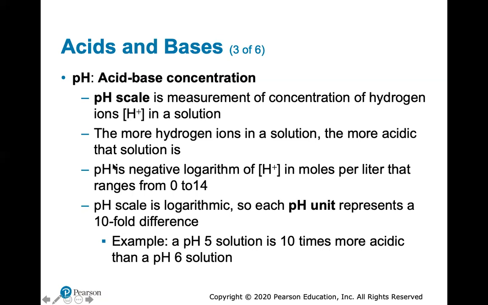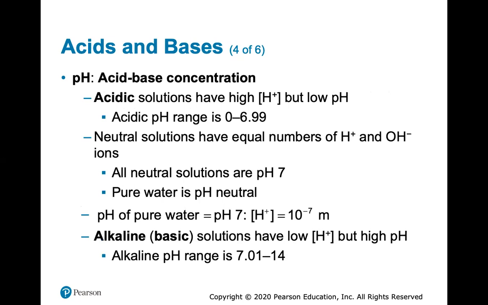pH is what we call a negative logarithm of hydrogen ion concentration in moles per liter. That ranges from 0 to 14. It's a logarithmic scale, so each pH unit represents a 10-fold difference. What that means is that, for example, a pH 5 solution is 10 times more acidic than a pH 6 solution. So everything has a 10 times difference in terms of concentration.